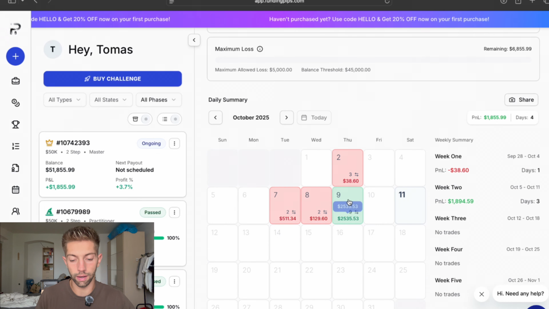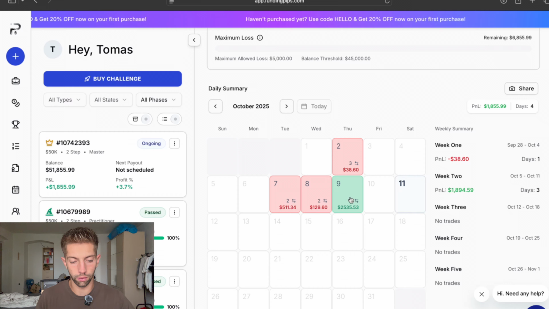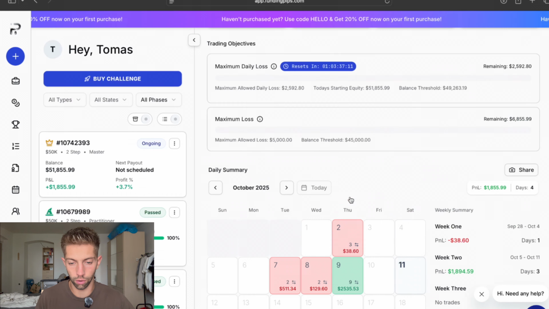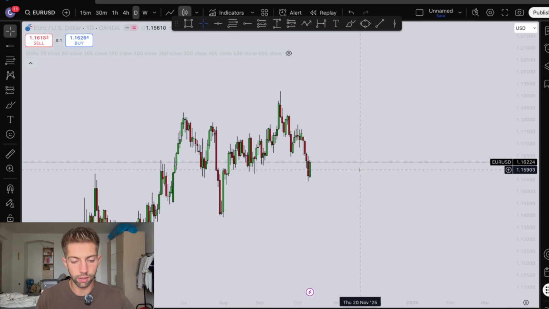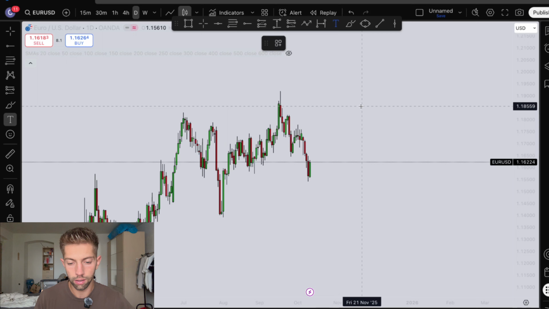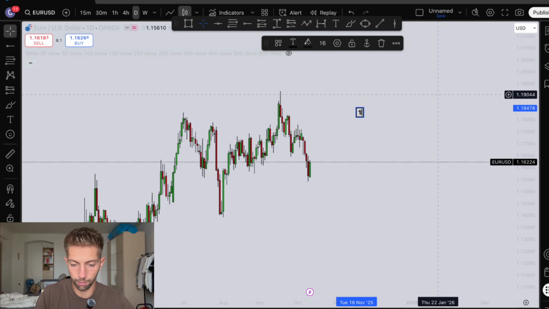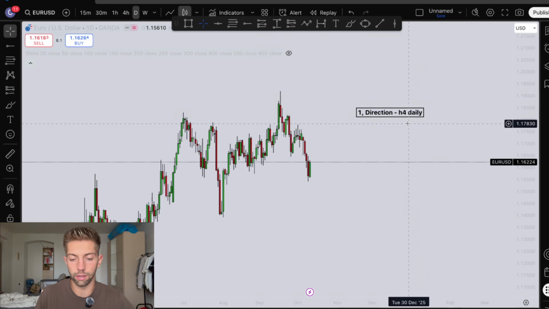when I was able to make 2.5k on EU sells. So let's break that down. So guys, as I said, the trade was EU sells, and how I was able to catch this setup on EU. So the first thing I'm looking for when I'm analyzing the chart is direction, and I'm identifying direction based on H4 and based on daily time frame.